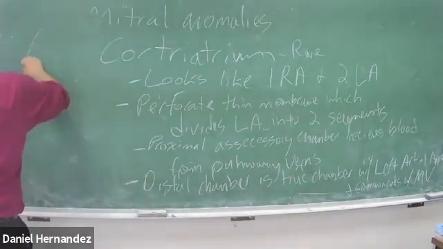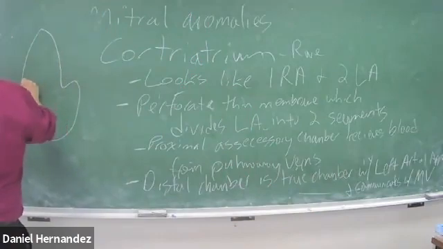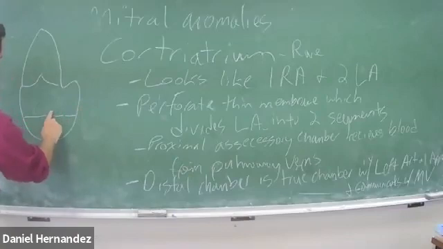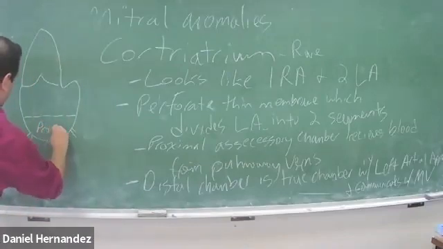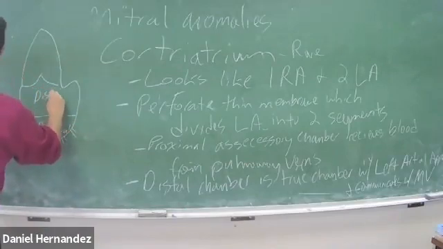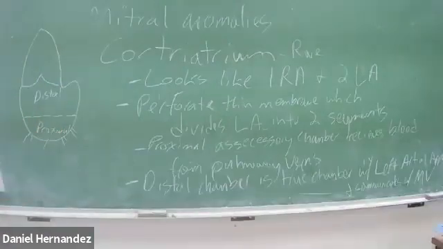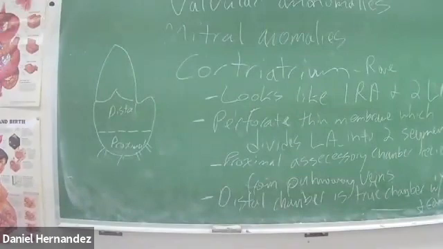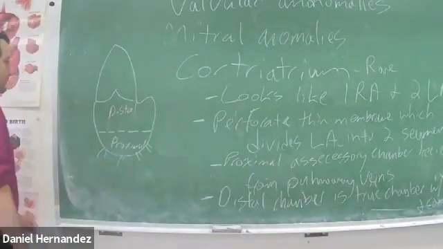Think of it as a thin membrane that's perforated, so there are holes in it that allow blood flow to go through. Pulmonary veins come in to the proximal chamber with the perforated membrane, and then the distal chamber is really your true chamber, containing the left atrial appendage and the connection to the mitral valve.